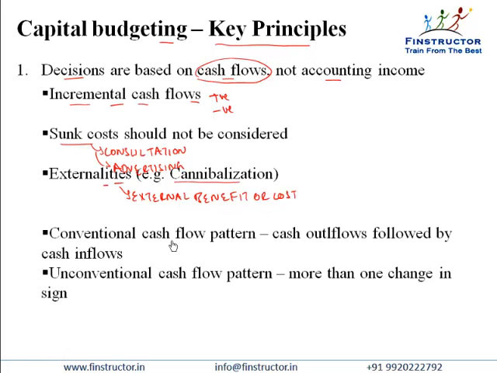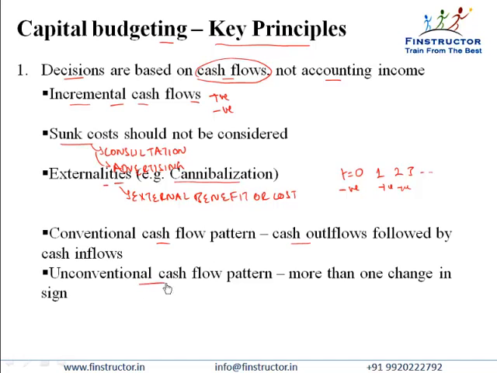A conventional cash flow pattern is where we have a series of cash outflows or one single cash outflow, that is the initial investment that we make, followed by cash inflows. So t equal to 0 would be a cash outflow, and t equal to 1, 2, 3 onwards, there will be cash inflows. So this is a conventional cash flow pattern.